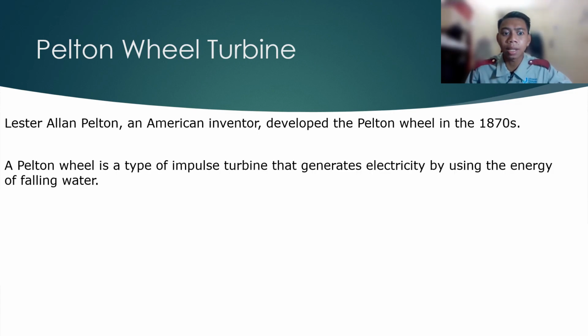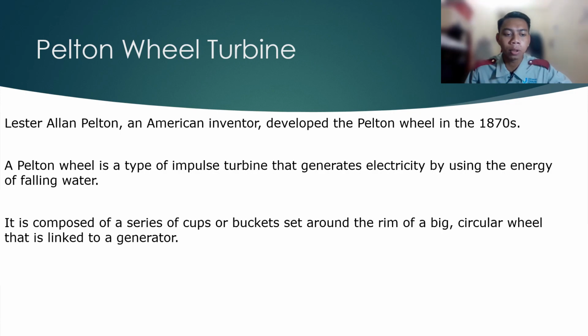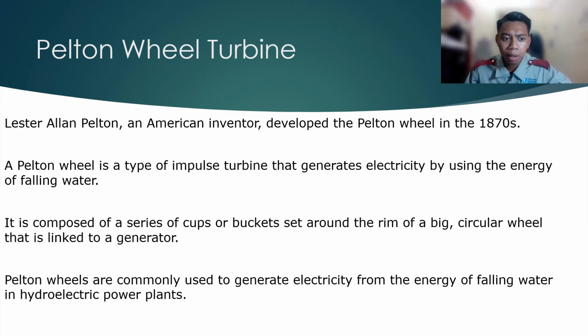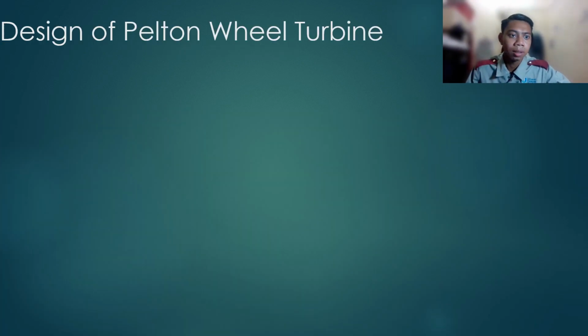The Pelton wheel is a type of impulse turbine that generates electricity by using the energy of flowing water. It is composed of a series of cups or buckets set around the rim of a big circular wheel that is linked to a generator, and Pelton wheels are commonly used to generate electricity from the energy of water in hydroelectric power plants. Next, I want to explain about the design of the Pelton wheel turbine.